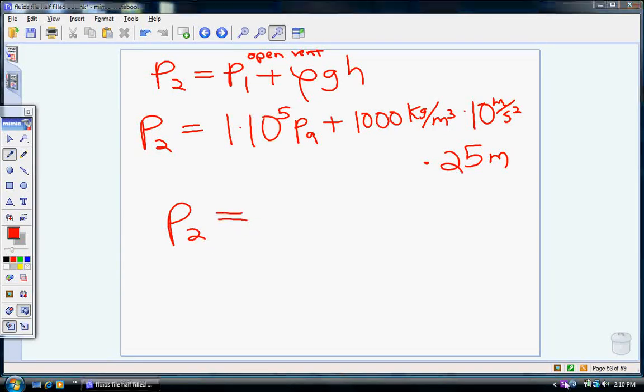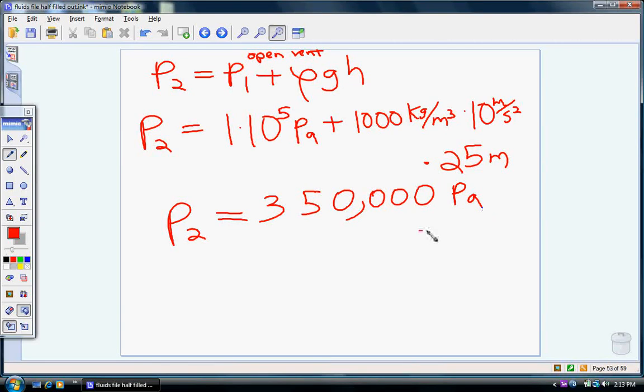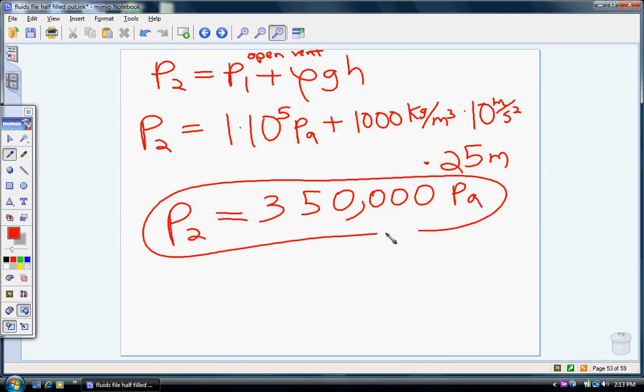P2 equals, and that gives us 350,000 pascals. And that's absolute pressure. If you wanted to get the gauge pressure, just subtract atmospheric pressure, and you would have 250,000 pascals.